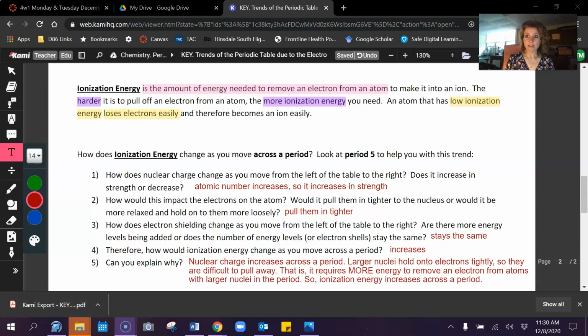Okay, so again, I didn't think you needed to watch me type out that answer, but here is what I came up with. I tried to type it out as succinctly as possible. Nuclear charge increases across a period. Larger nuclei hold on to electrons tightly because they have so many protons that they're able to do that, so they are difficult to pull away. That is, it requires more energy to remove an electron from atoms with larger nuclei in the period. So ionization energy increases as you move across a period.